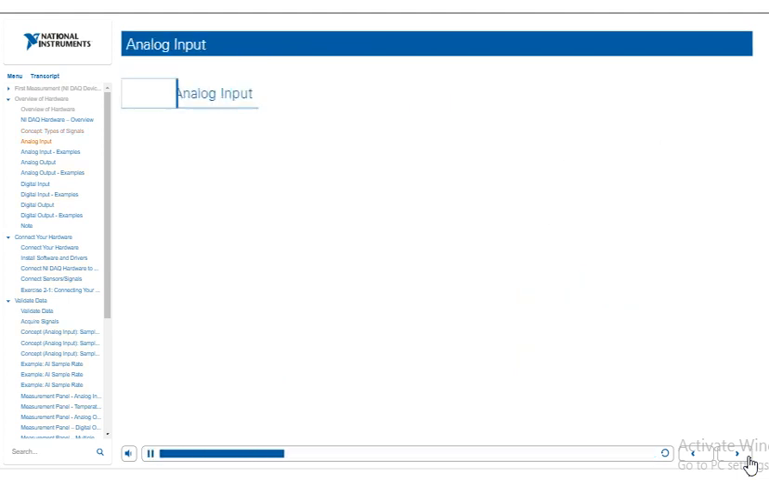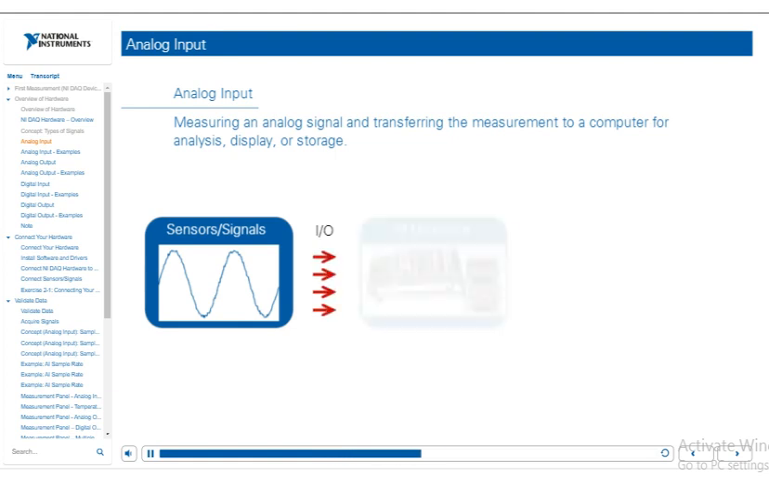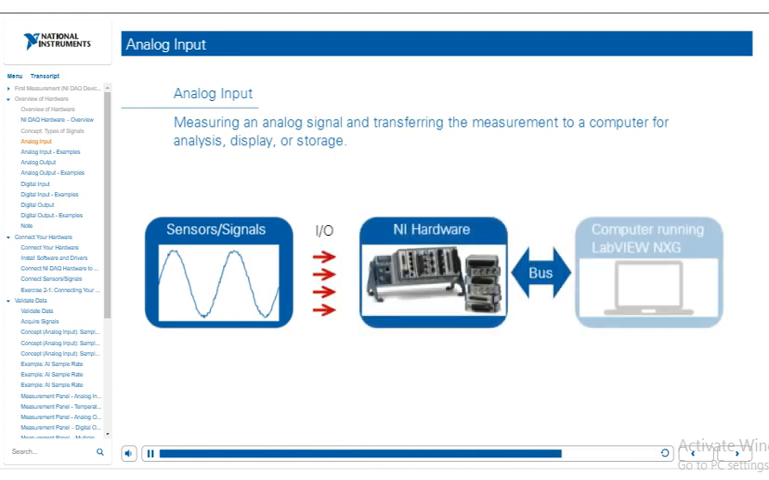Analog input describes measuring an analog signal and transferring the measurement to a computer for analysis, display, or storage.